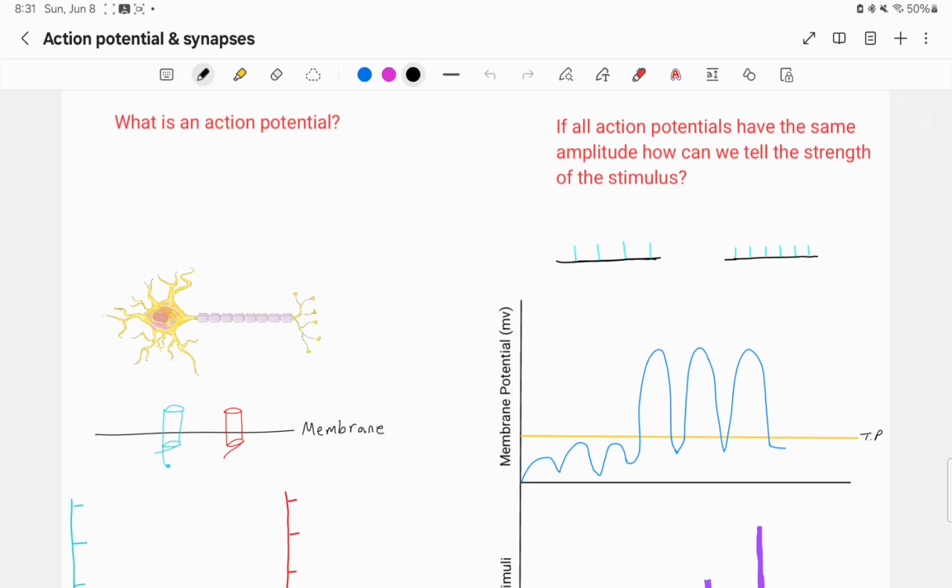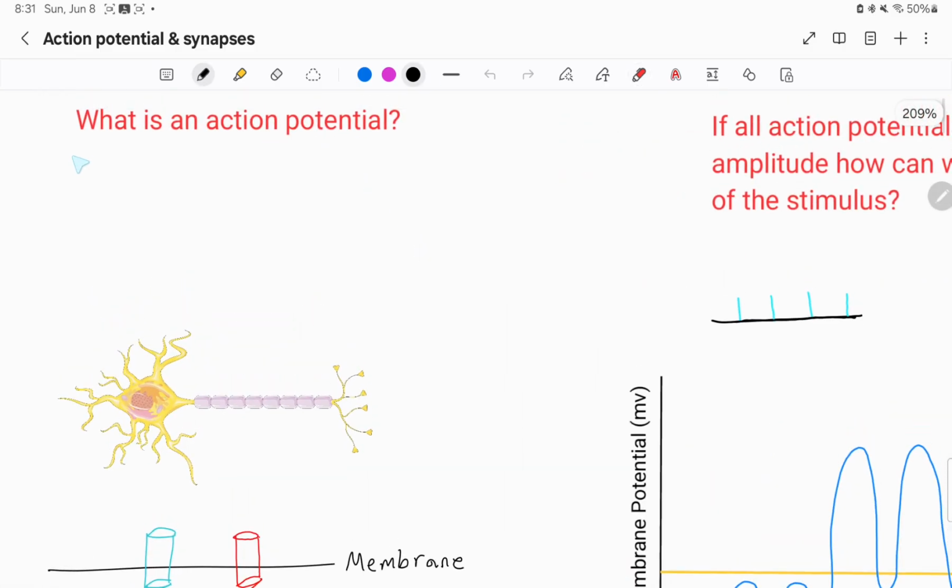So what is an action potential? What are some of the characteristics of an action potential? An action potential is very brief. It is rapid, it is long distance as opposed to a graded potential, which is very short distance.